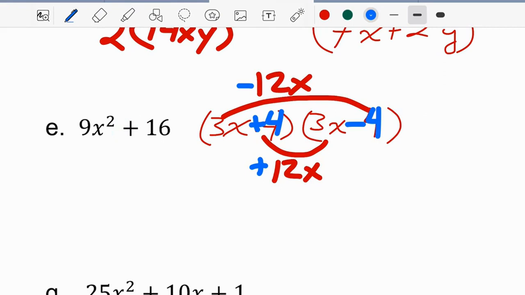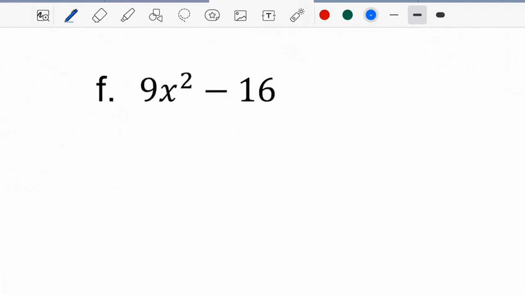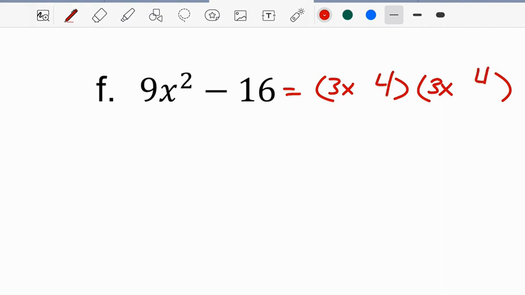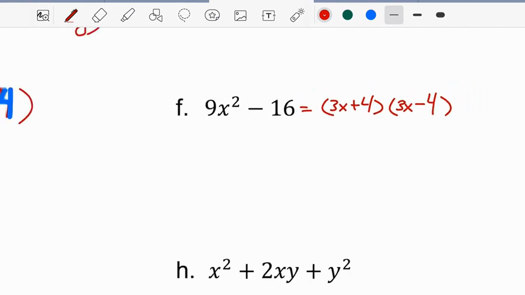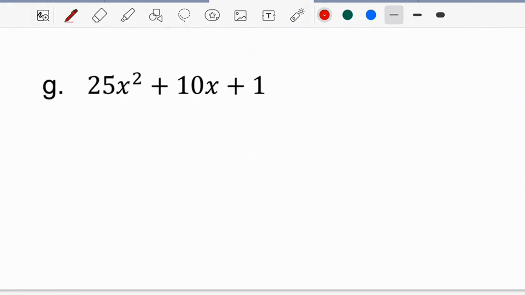You can't do it because it's not a difference of squares. It's a sum of squares, to be honest. It's prime. You can't factor it unless it's a difference of squares. When it's a difference of squares, you're in business. As long as 9x squared is a perfect square, it came from a 3x and a 3x. And negative 16 came from a 4 and a 4, specifically a plus and a minus. Well, we just factored that difference of squares into a sum and difference.